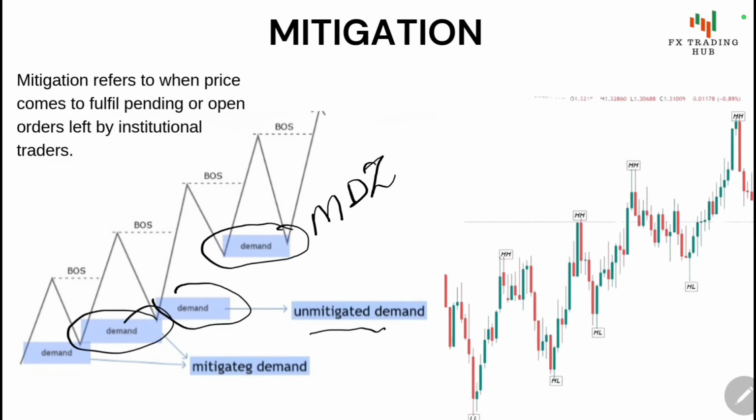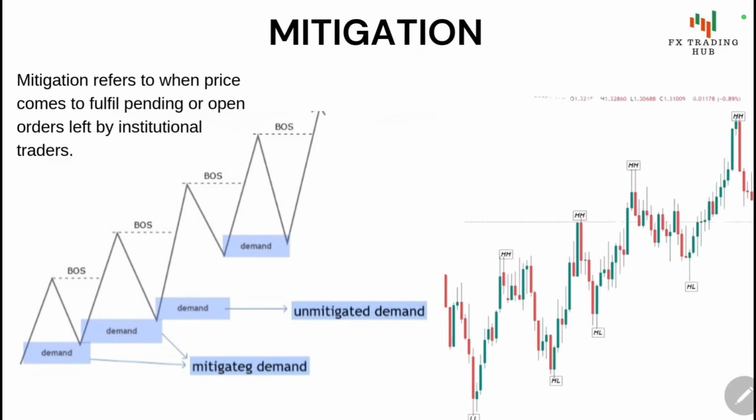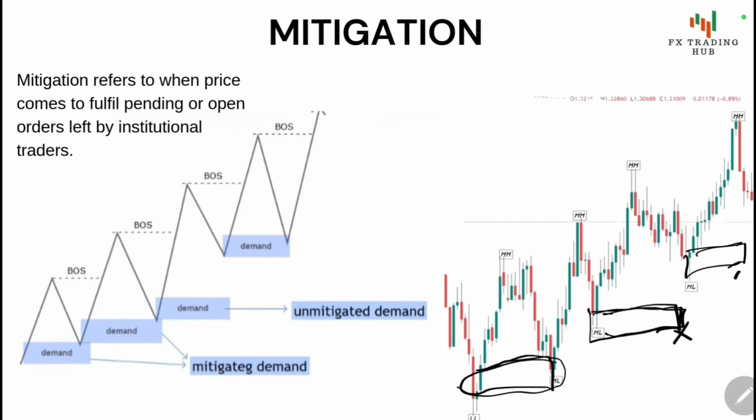All right, so what do we do as smart money traders? We trade the mitigations of zones. Like here on this chart, you can see this is a mitigated demand zone. Price has come to this zone and bought from the zone. Here, this is an unmitigated demand zone. Price did not come to this zone. This is a potential entry. This is also a potential entry for us to trade. These are potential, but here this order has been fulfilled. Price has come to mitigate that demand zone.